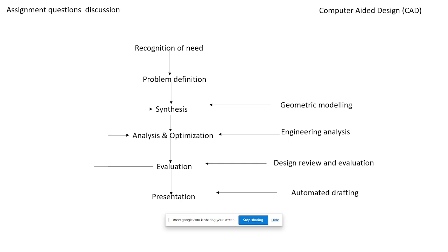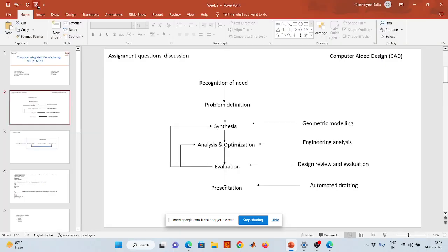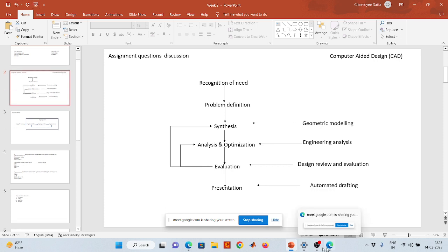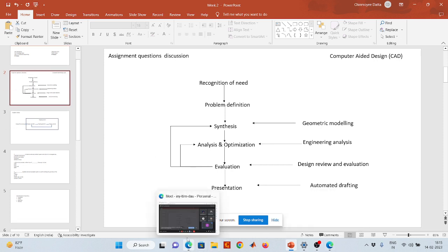Okay, so from that overview, what do you understand are the benefits of CAD we have just discussed? You can point out that productivity is increased, right? And any other points, you can use your chat box and point out some benefits of CAD.